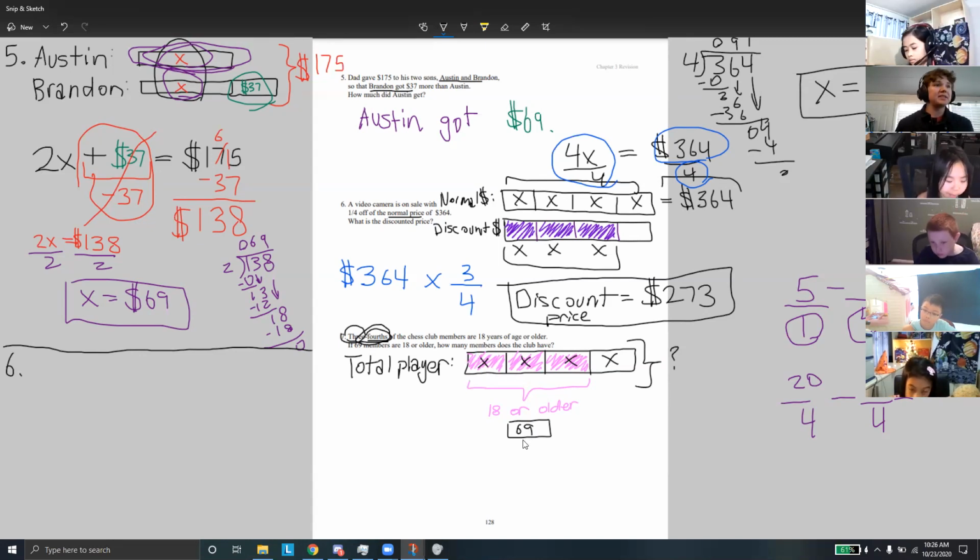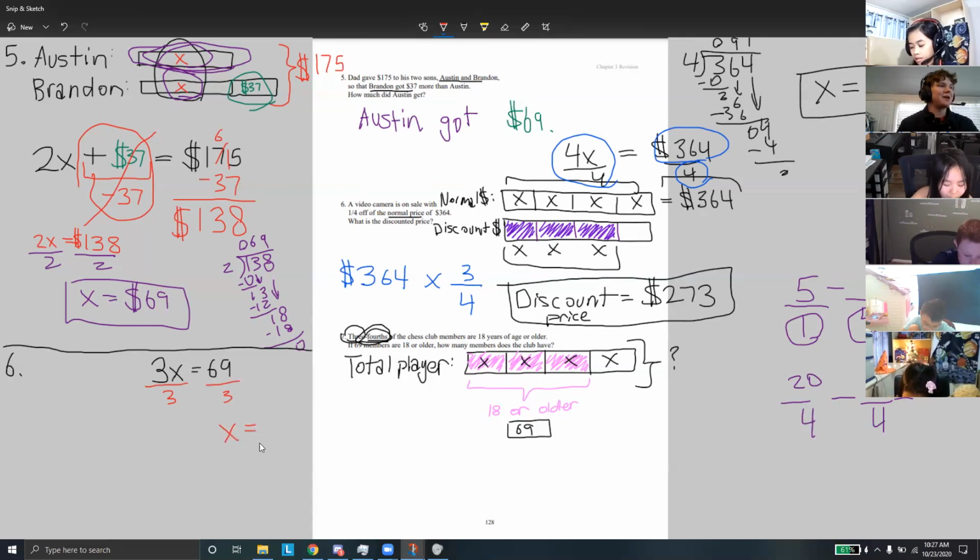And so we could write that as an equation. 3 boxes, 3x, is equal to 69, right? And that's what the problem told us. It said that 69 members are 18 or older, and that's 3/4 of the total. So 3x is equal to 69, and we can solve for x. This would be the normal way I would tell you guys to solve it. In order to find x, the opposite of times 3 is divided by 3. Divide by 3.